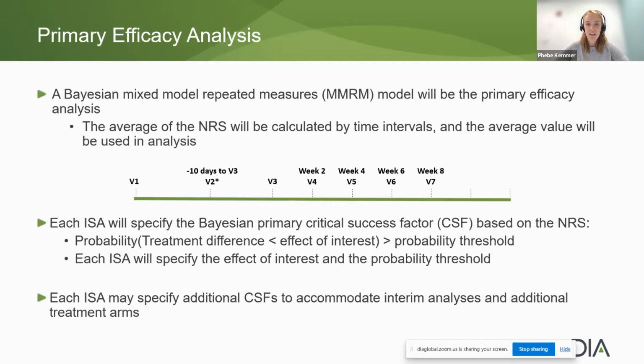This effective interest can be defined based on the literature. Typically, we've done a Bayesian network meta-analysis based on external data to set that benchmark. And then we do lots of simulation studies to set a probability threshold that gives us confidence in making a decision. So that's all set a priori and specified in the statistical analysis plan for each ISA.